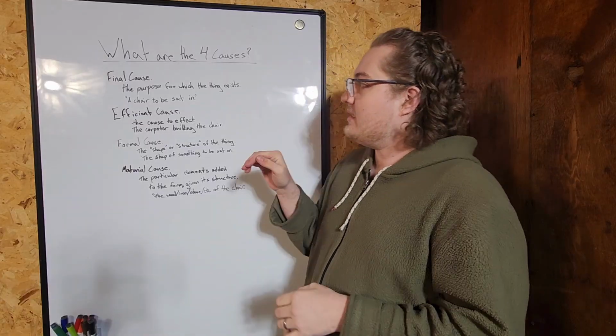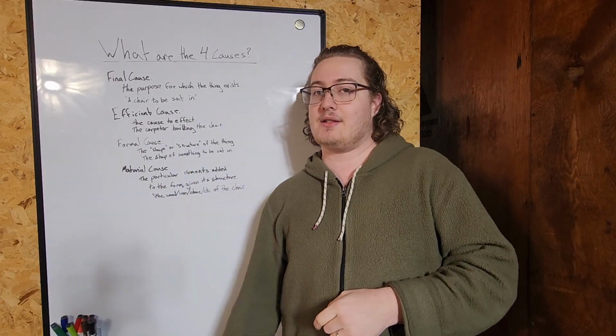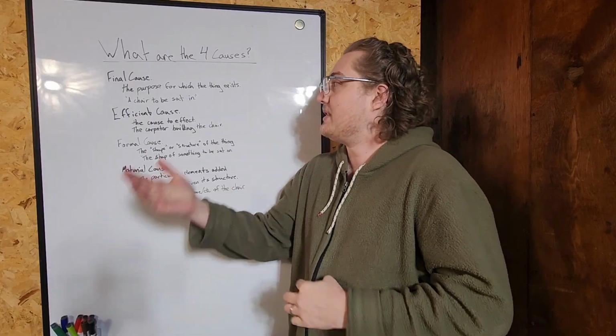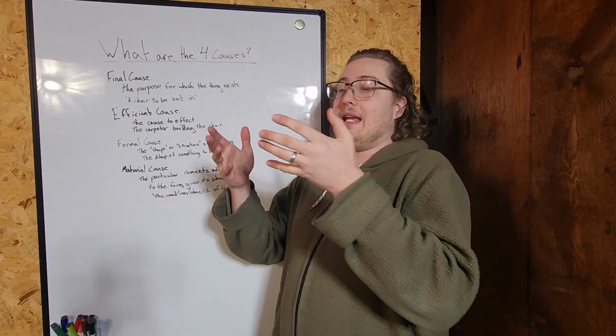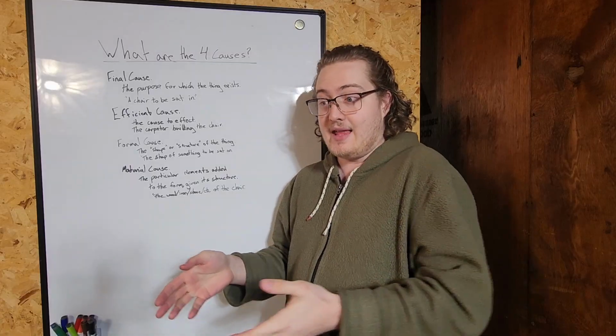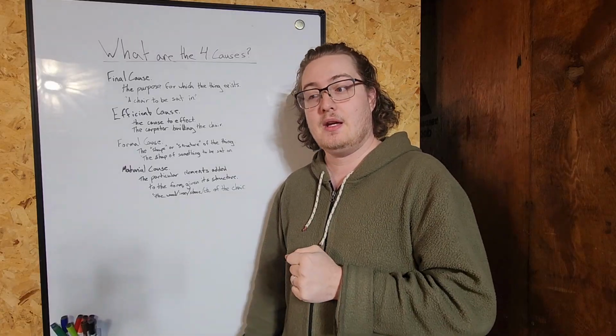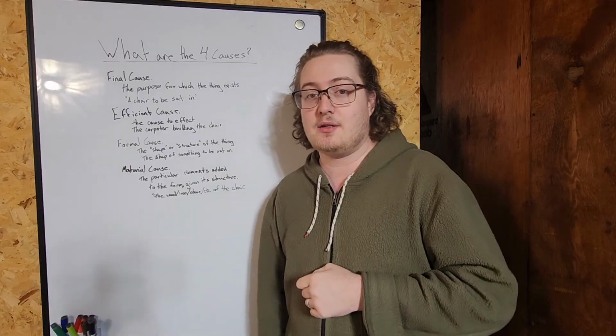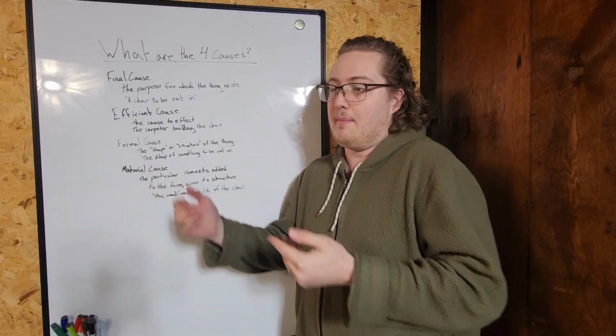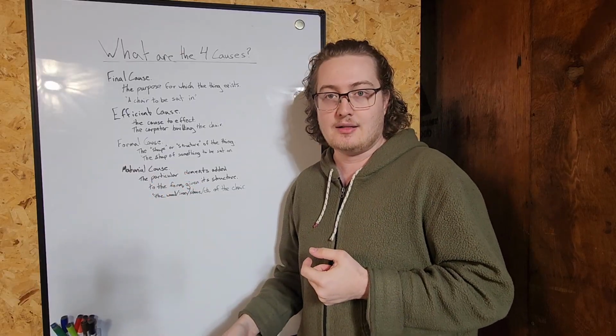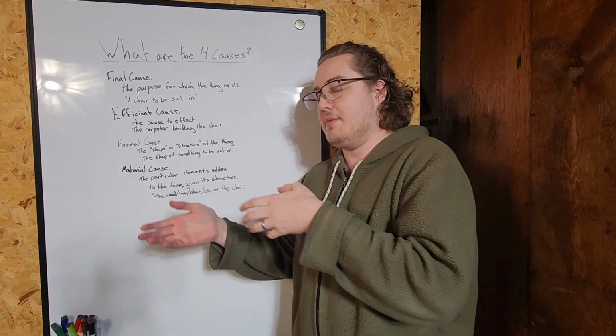So the first of these is the final cause. That is the ultimate purpose for the thing, the reason that it exists and the function it fulfills. So that of a chair obviously being to be sat upon, to hold up a thing that is being sat on it, right? That is the intended purpose of a chair.